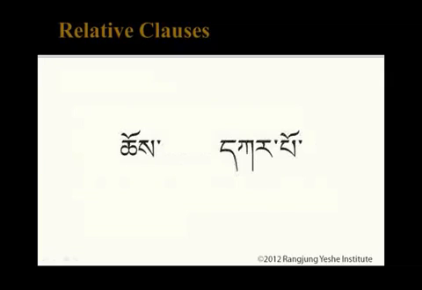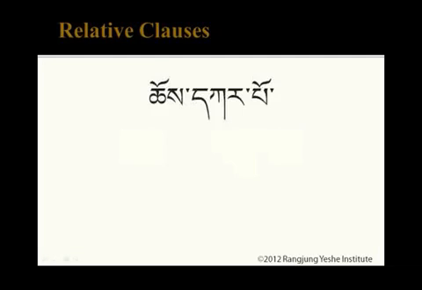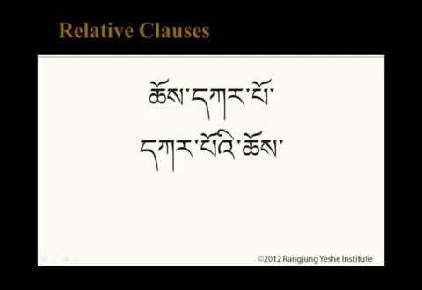With adjectives, if we want to modify, say, the noun chö, dharma, with the adjective karpo, white, we can write it in one of two ways. Chö karpo or karpé chö. These both have the same meaning, white dharma.